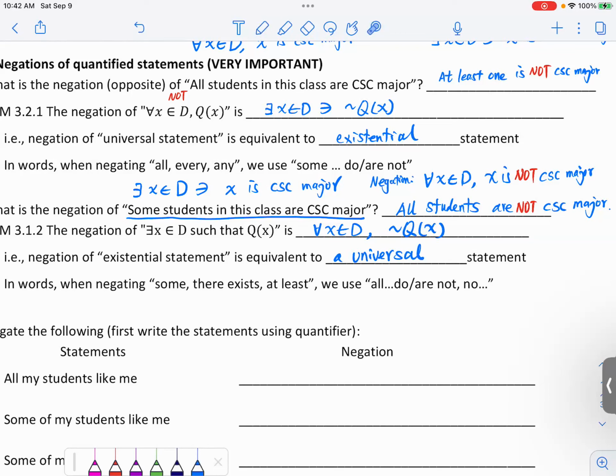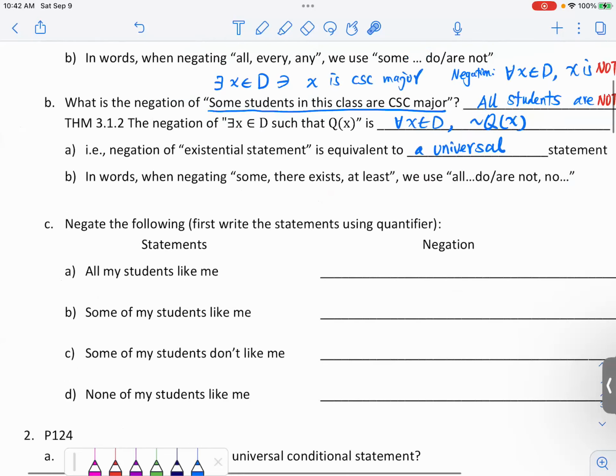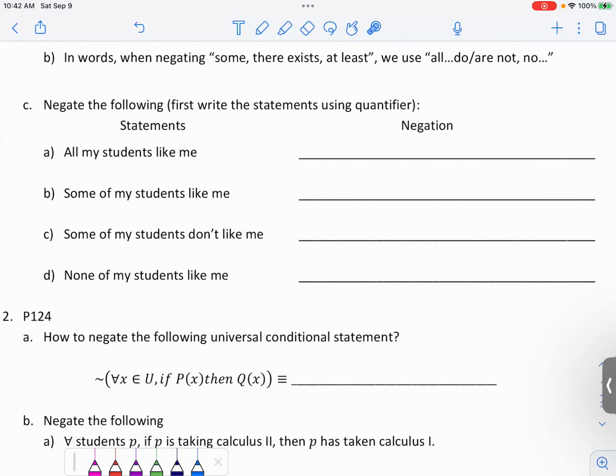So in words, if you have "some" or "there exists" or "at least," then the negation will have "all," and then we have to negate the predicate. So we have these two results. Let's practice using these two results.